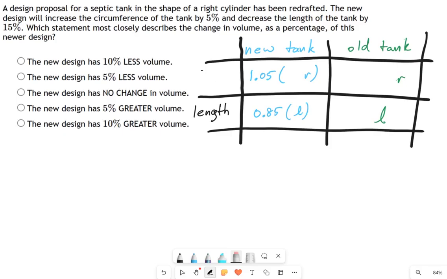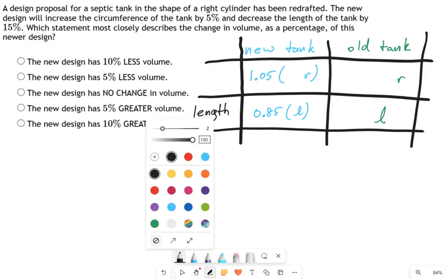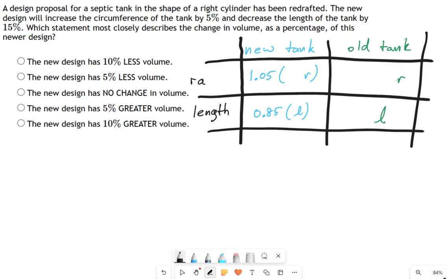Okay, and this isn't the circumference that we're really talking about. It's the radius. Really fat writing on that. It looks weird. It's the radius that's changed. Okay, the radius got bigger. So what effect will that have on the new volume?